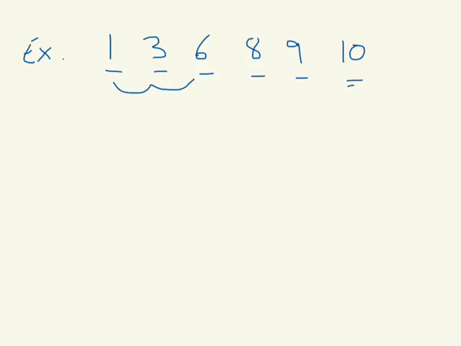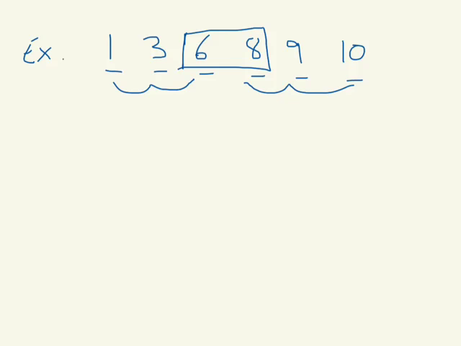Okay, what if we had an even set of numbers? So 1, 3, 6, 8, 9, 10. Okay, now we have 1, 2, 3, 4, 5, 6 numbers. If we count in, okay, they're already placed in order, so we can start counting in already. 1, 2, 1, 2. Oh, the middle numbers are both 6 and 8. Okay, well, that doesn't work very good.